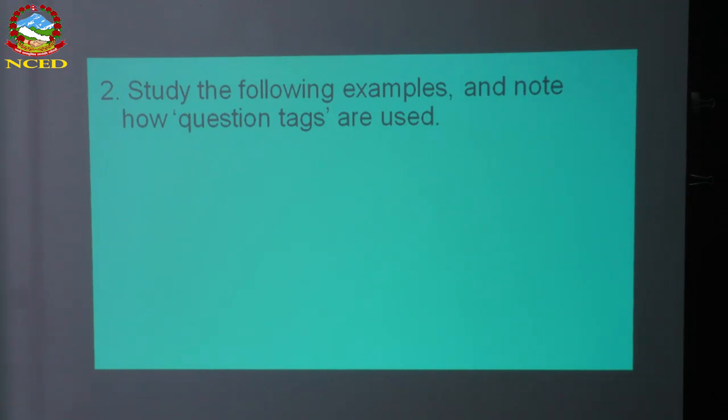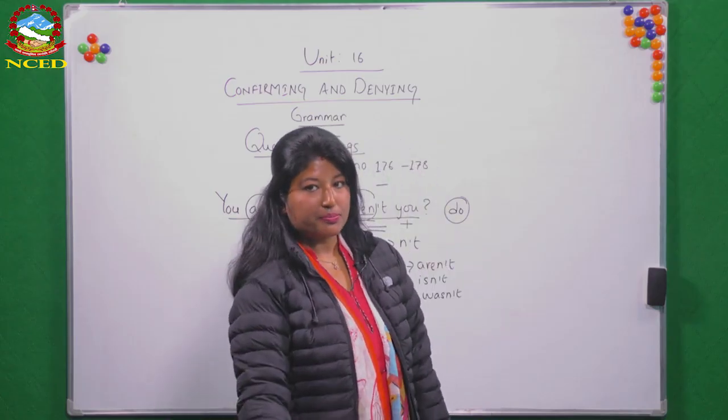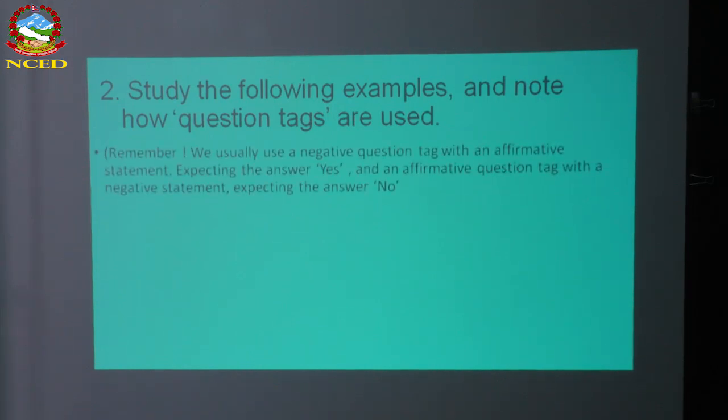So, now look at your book, page number 177. What's given there? Study the following examples and note how question tags are used. So let's relate with your course book. So some examples are there. What does it say? Remember, it reminds you something. Remember, we usually use a negative question tag with an affirmative statement that we talked in earlier. Positive, negative, negative, positive, right? Positive statement, negative tag. Negative statement, positive tag. Expecting the answer yes, and an affirmative tag question with a negative statement expecting the answer no.